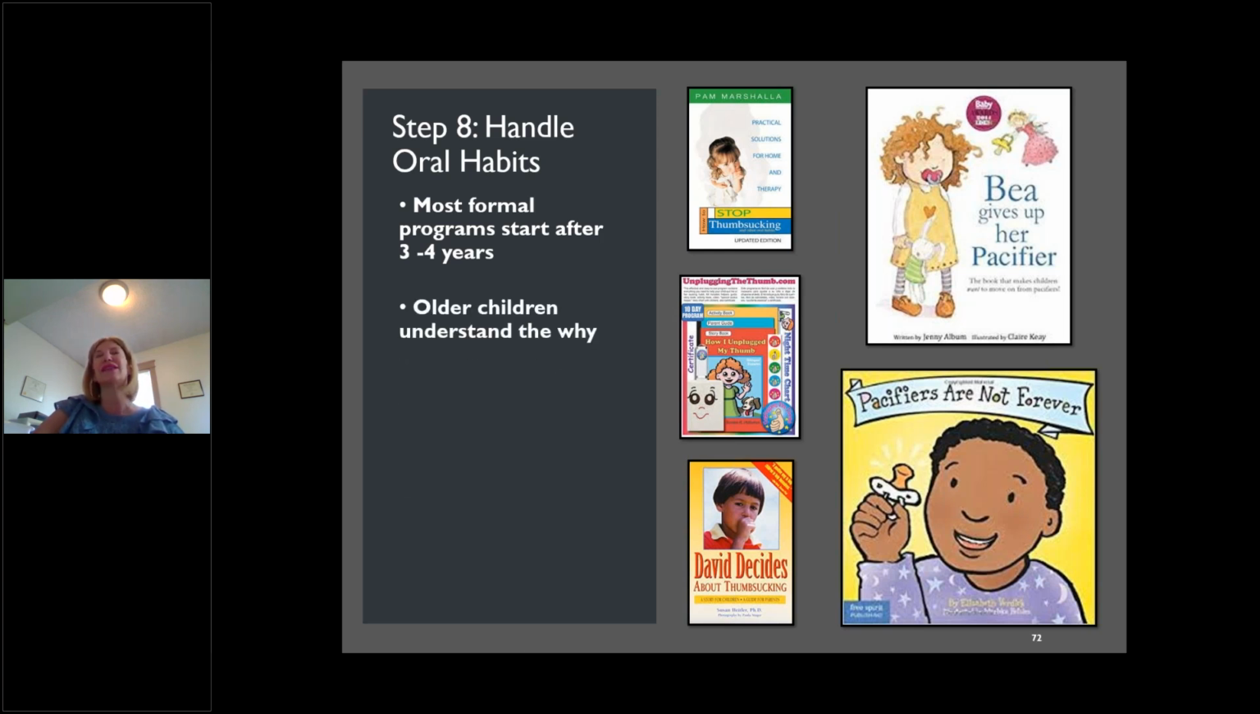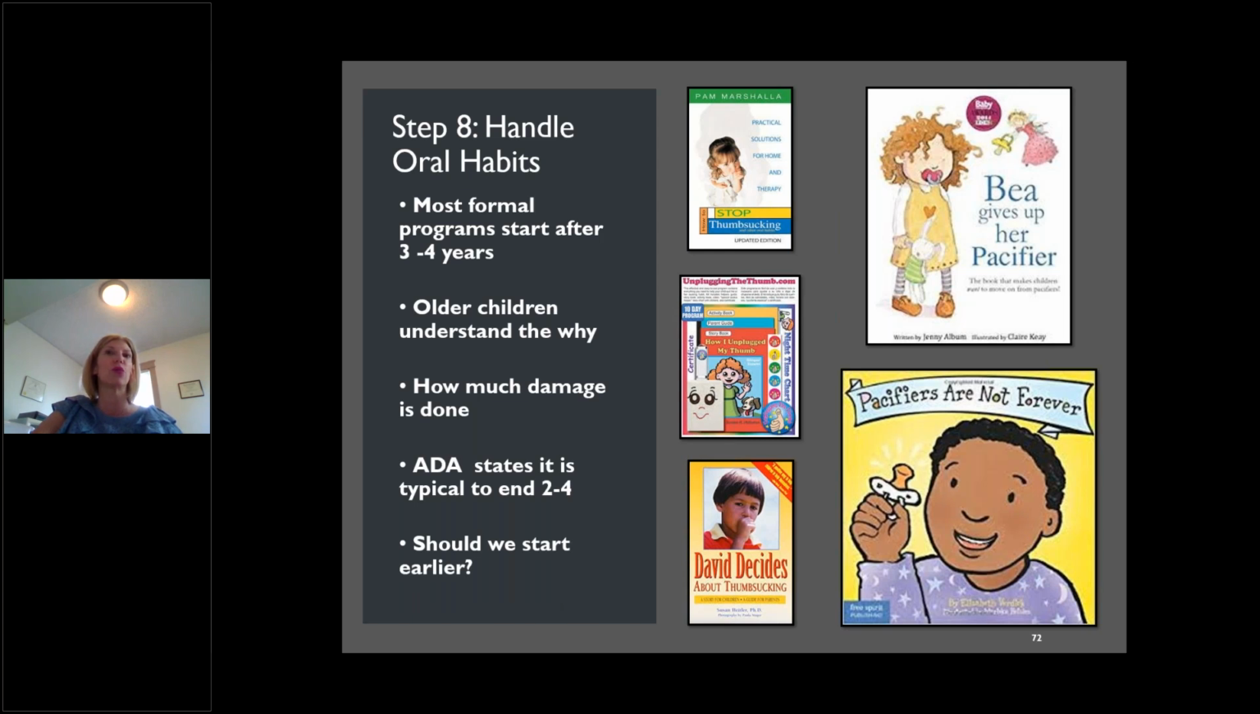The idea behind this is similar to orofacial myology: children understand the why, but how much damage is done. So ADA says it's okay to end it at 2 to 4. I would say, as a speech pathologist who specializes in feeding and orofacial myology, if you can replace the thumb and the pacifier with the appropriate teething, mouthing toys, a lot of sensory motor foods that we just talked about, and finding other ways to satiate the oral habit, I would say not to wait till 2 to 4 if you can do it with replacement and in a gentler way.